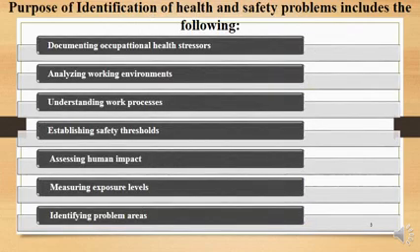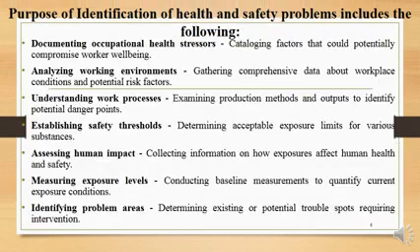So identification of health and safety problems includes documenting occupational health stressors, analyzing working environment, understanding work processes, establishing safety threshold, assessing human impact, measuring exposure levels, identifying problem areas. Purpose of identification of health and safety problem.